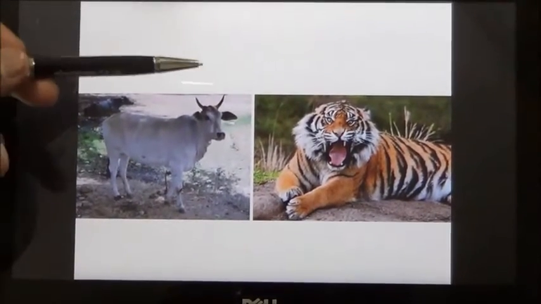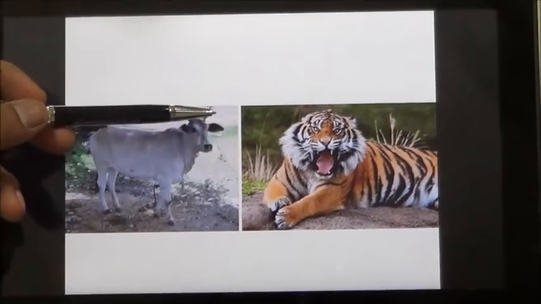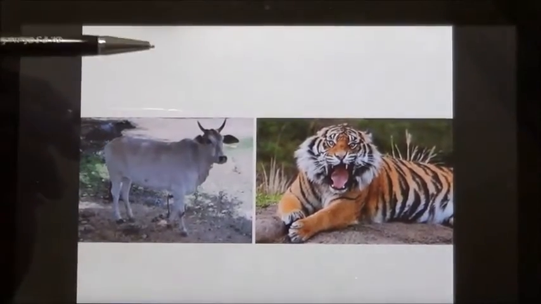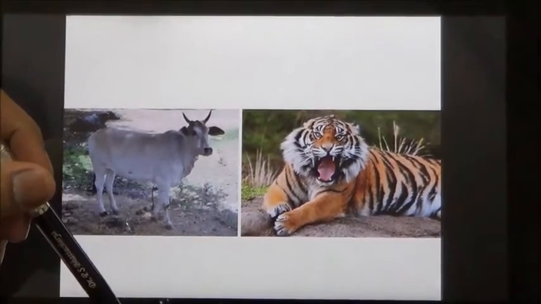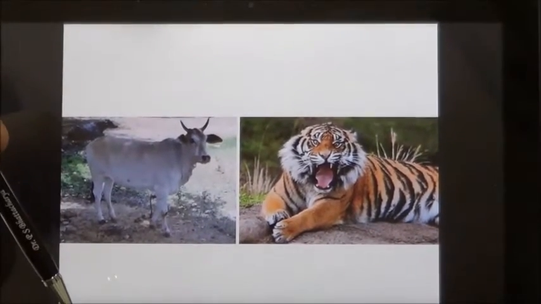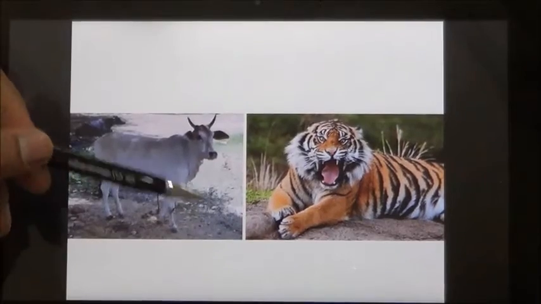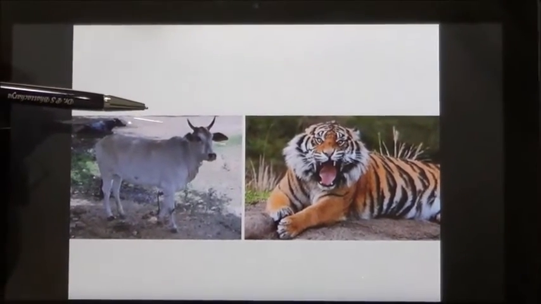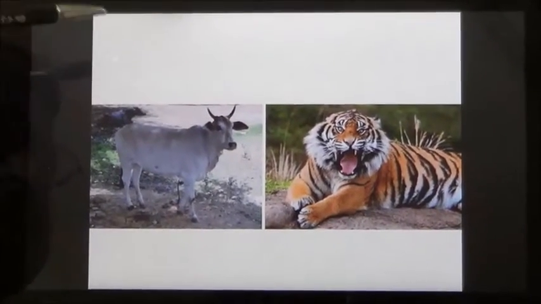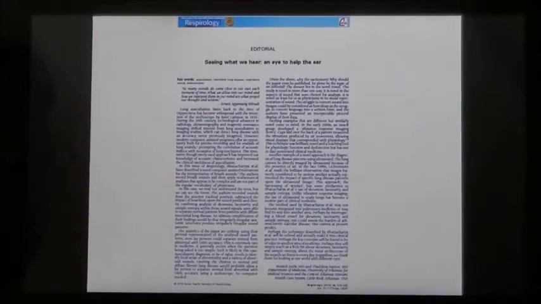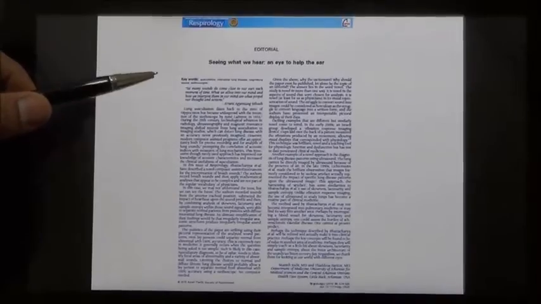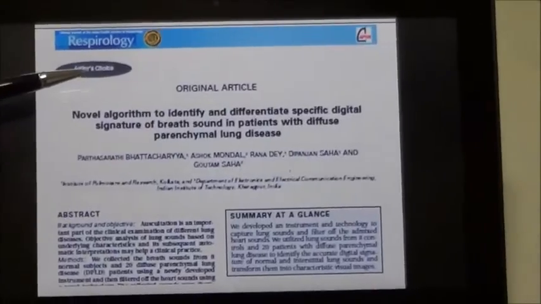The job looks very simple, but it is not that, because there is a question of differential diagnosis. We have chosen just one disease, but I would say this is the beginning. There is a long way to go, and the horizon is open for us. But this has luckily been published in a good journal, and I would quote from the editor's comment. There's a special editorial comment in this issue of the journal.